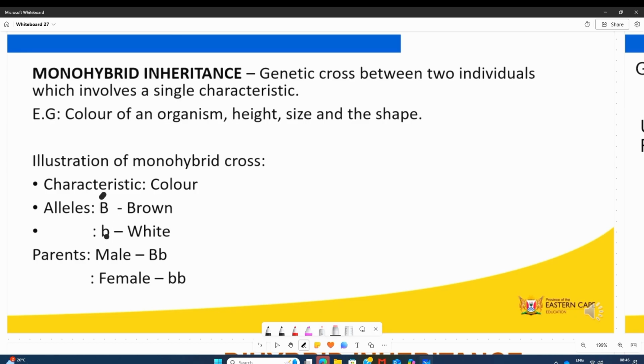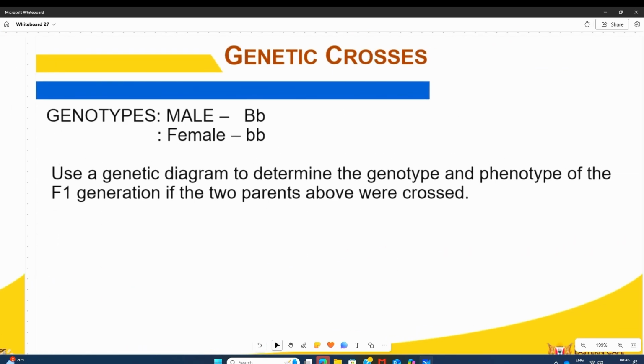And then we have two parents here. The male is brown in color, and the female is white in color, right? And then let's come to the genotype. The genotype of the male is heterozygous. When it is heterozygous, meaning the alleles are in different forms. One allele is a small letter, meaning it is a recessive allele. Another allele is a dominant allele because it is a capital letter.